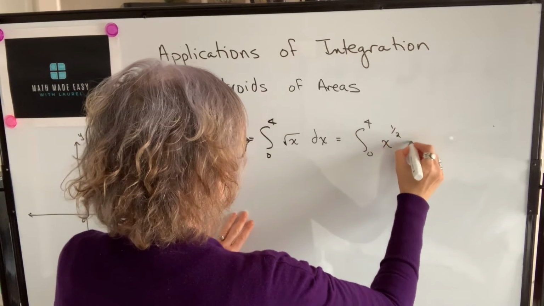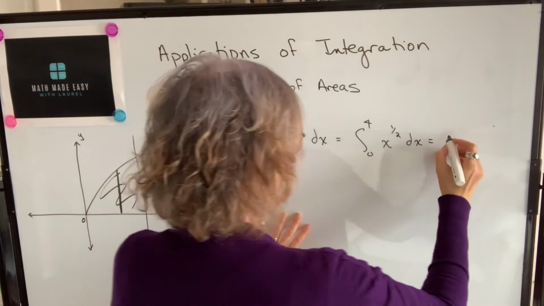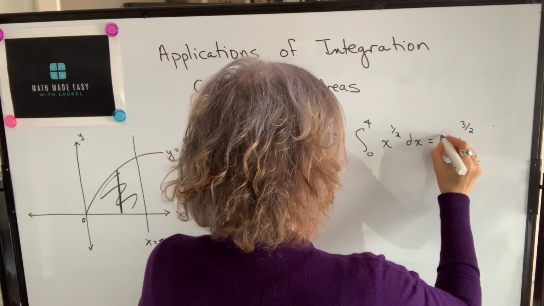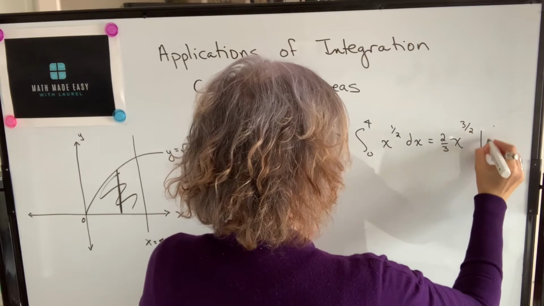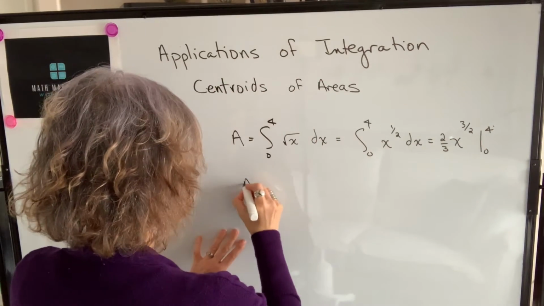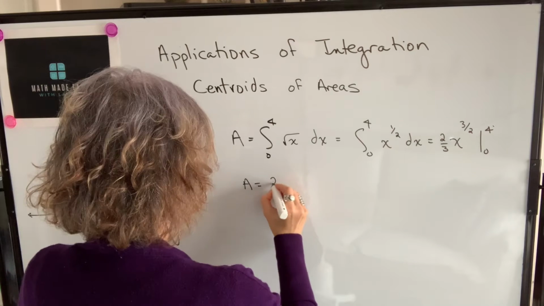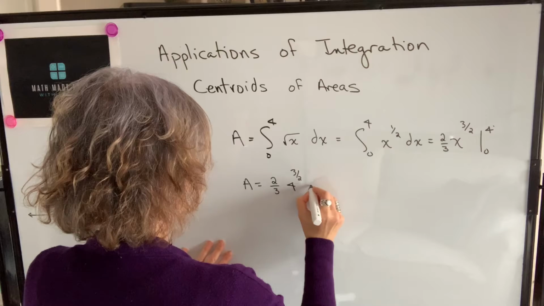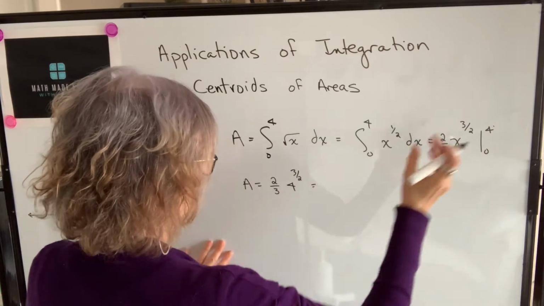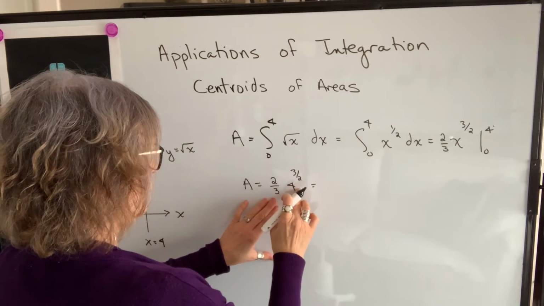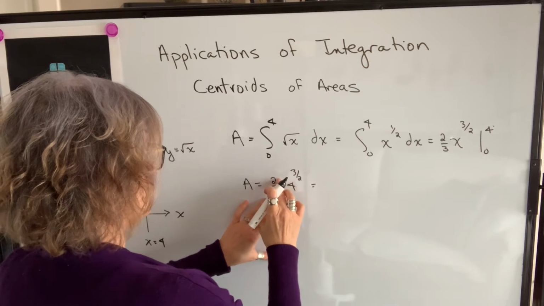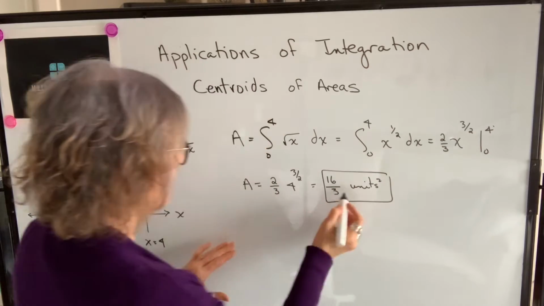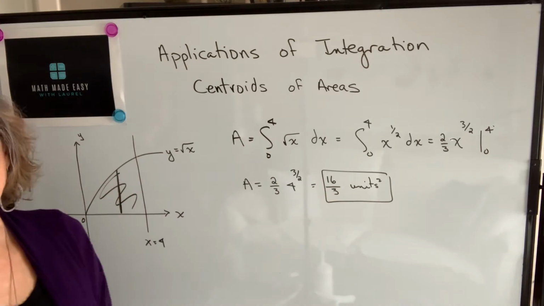I'm going to write that as x to the 1/2, and then I can integrate it. It will be x to the 3/2. 1 divided by 3/2 will be 2/3. Then I'm going to evaluate it when x is 4. When x is 0, it's 0. So the square root of 4 is 2, 2 cubed is 8. 8 times 2 is 16 over 3. So the area of this region is 16 over 3.